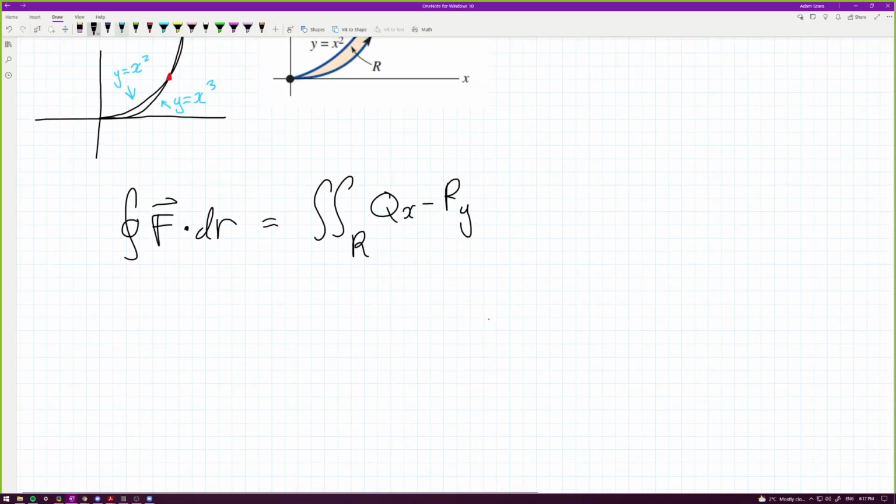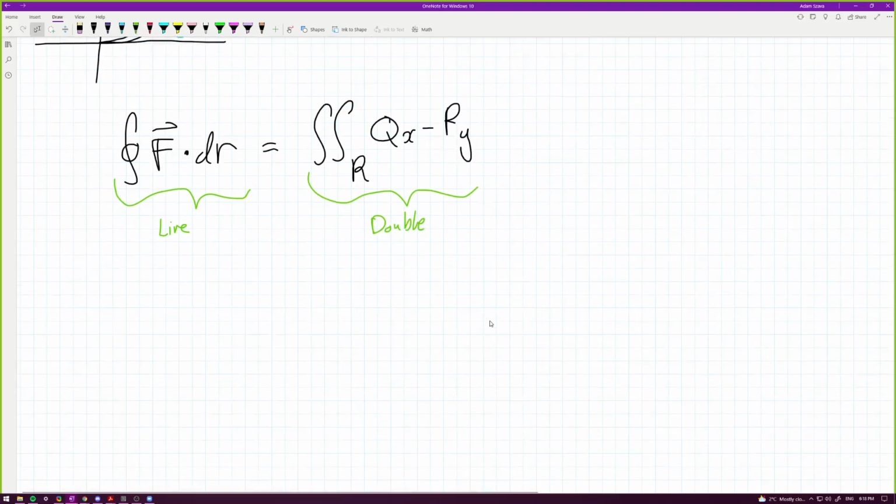So it doesn't really matter which one you do first, obviously. I'll just say this is the line section, and this is the double section. So I'll start with the double integral part first. We're going to check that and see what answer we get there.